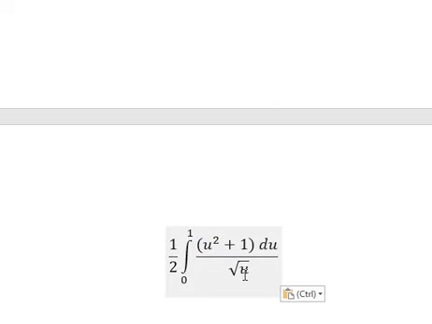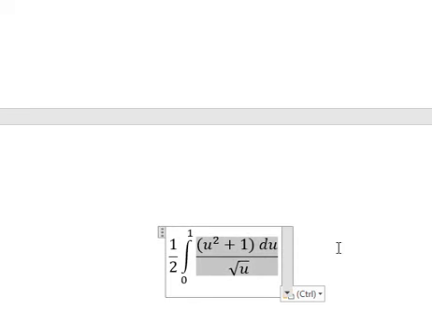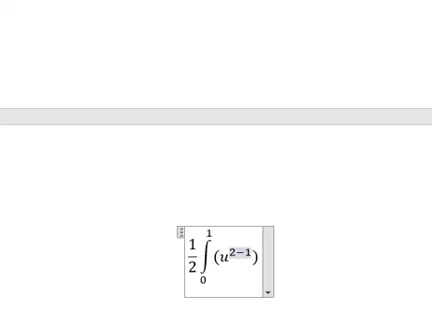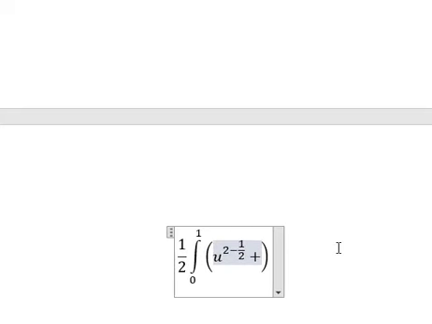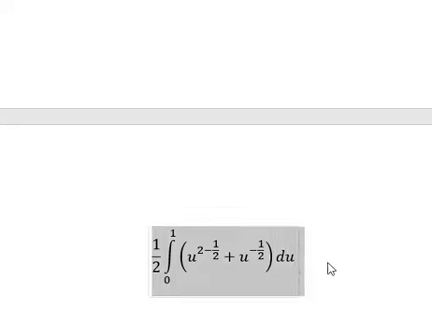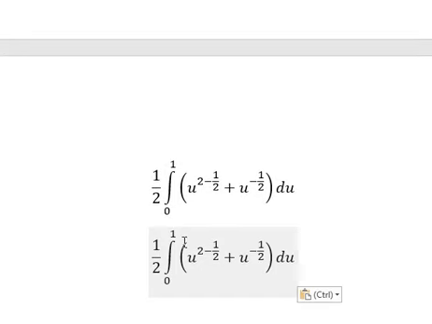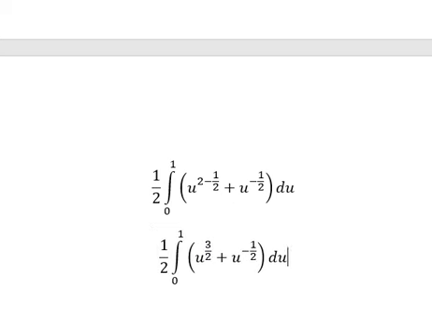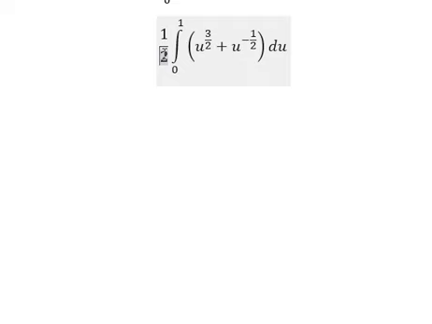So u squared divided by the square root of u. Number 1 divided by the square root of u. So we have like this. So this one that is about 3 over number 2. And now we have the final answer.